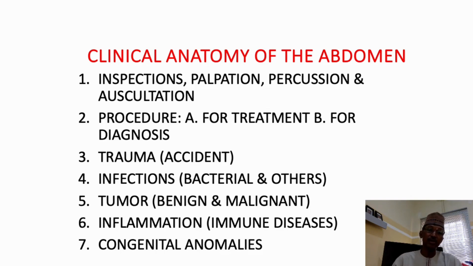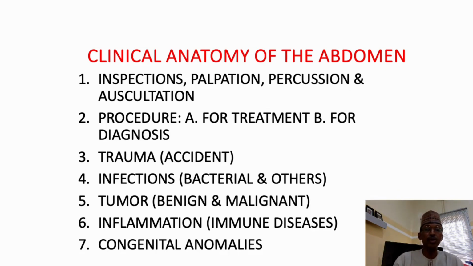Again, inflammation can affect the abdomen, like immune diseases, what we call the autoimmune diseases in the abdomen. Congenital abnormalities or anomalies can also affect the abdomen. So if you discuss the clinical anatomy of the abdomen based on this outline, obviously as a student you are going to excel in your examination.